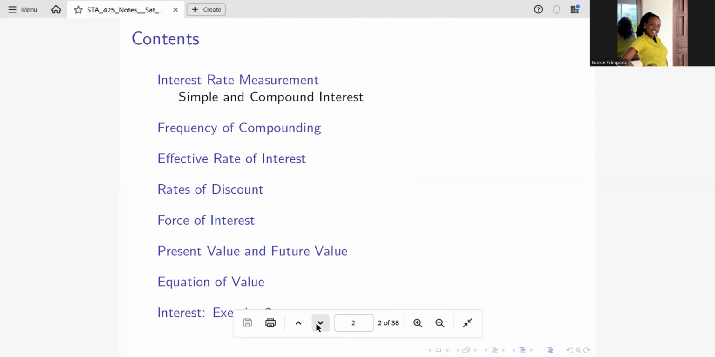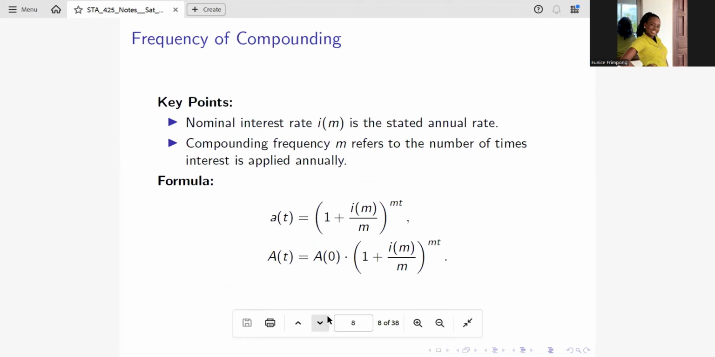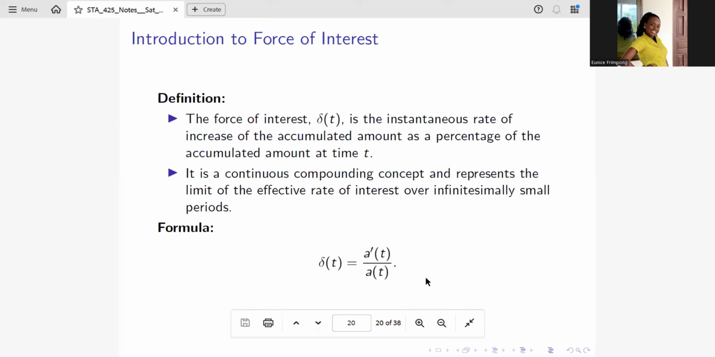So today we want to look at force of interest, present value and future value, equation of value, and then we look at an exercise. Let's move right into the lecture for today. Introduction to force of interest. Let's know what force of interest means.